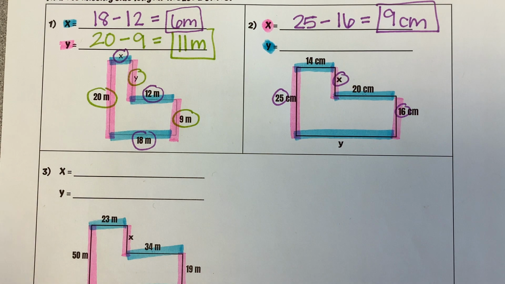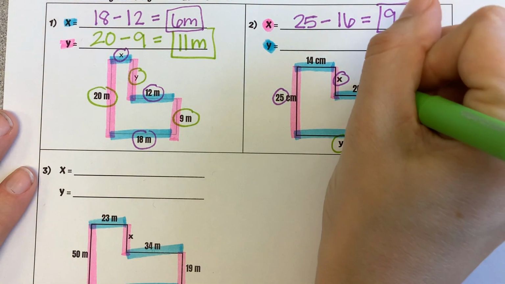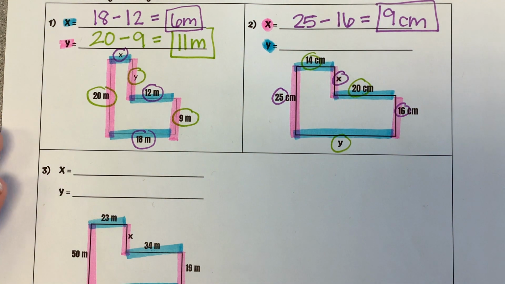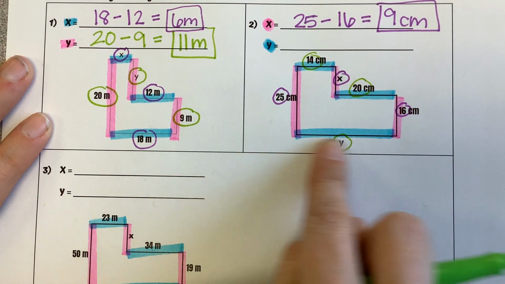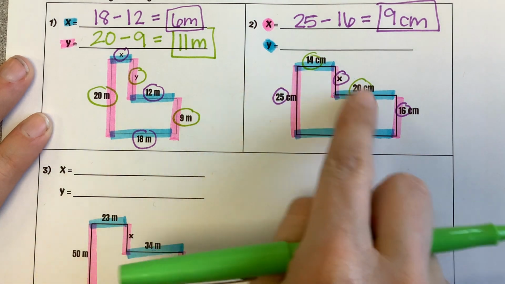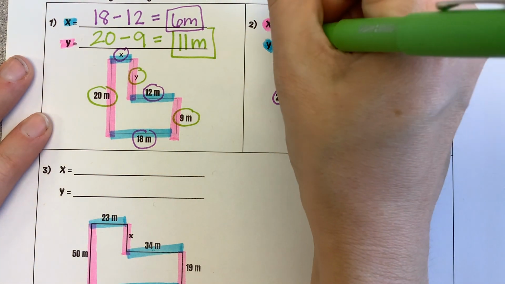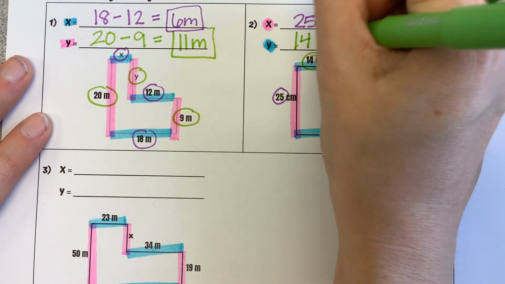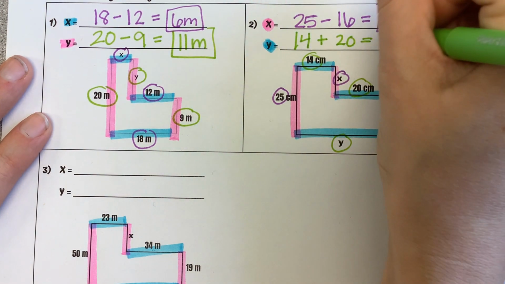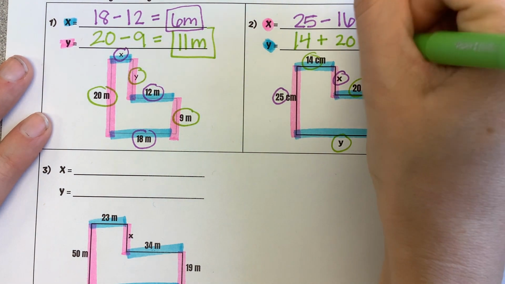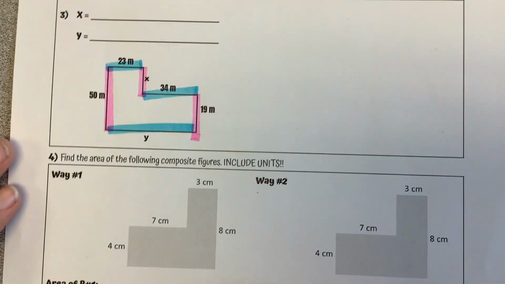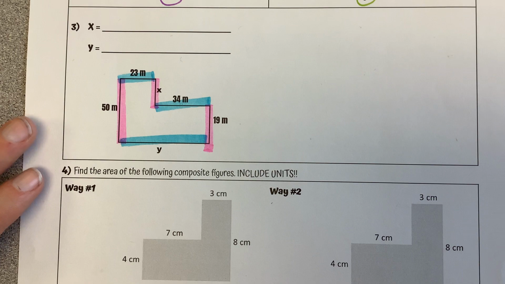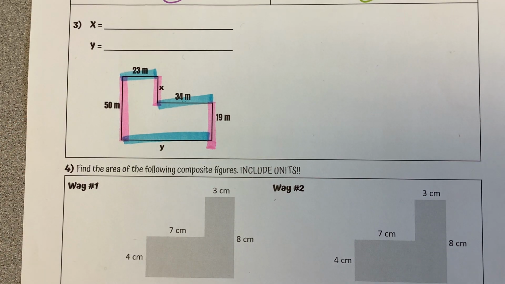Okay, for Y, we are looking at these three horizontal measures. Of these three, Y is the longest side, so we're actually going to add the other two values. So I'm going to do 14 plus 20 equals 34 centimeters for that length. Let's practice one more where we're finding those missing measures before we get into the composite area.